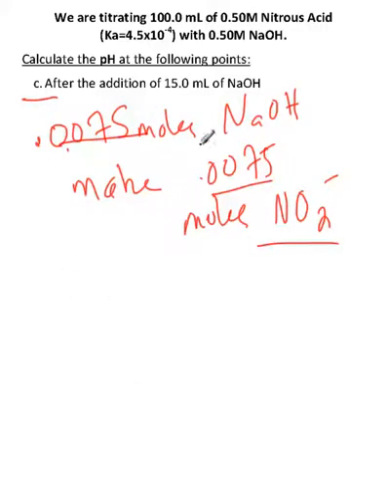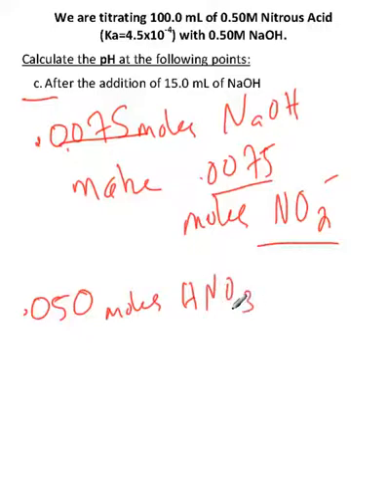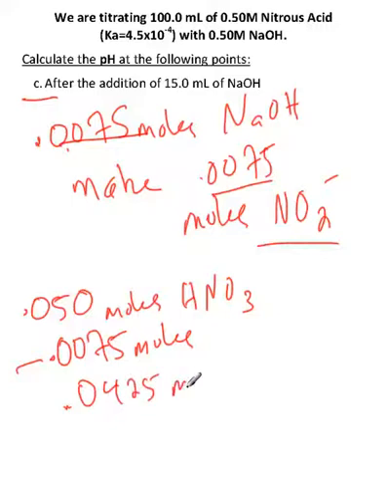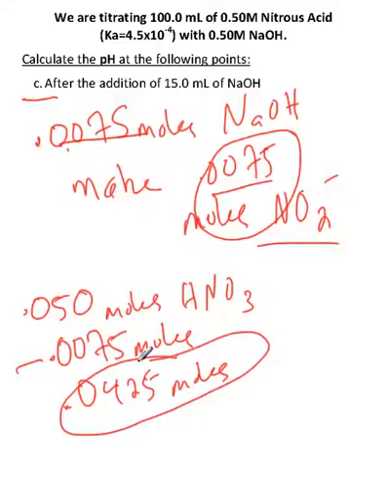Well, we know if we use that much OH, we're going to lose, we had 0.050 moles of our HNO2, and we're going to have that every single time. We're always going to start with that value. And we're going to lose 0.0075 moles of it when it reacts with the NaOH. And so we know we end up with 0.0425. Well, I've got those two values, and I can just go ahead and plug them into the Henderson-Hasselbalch equation.